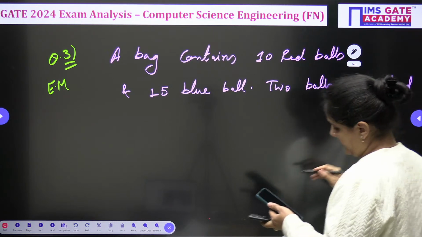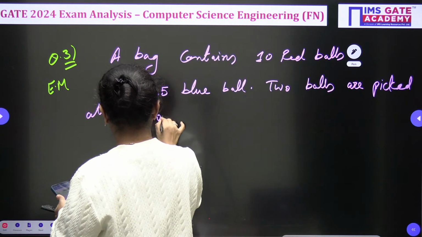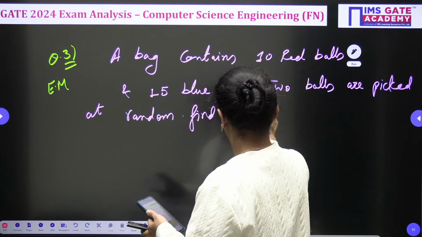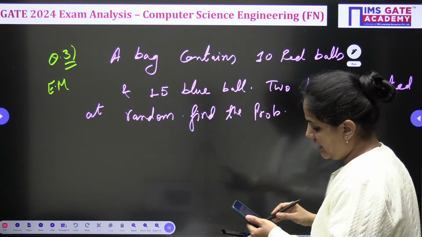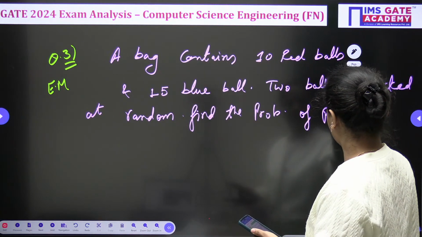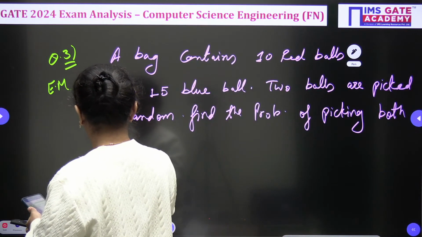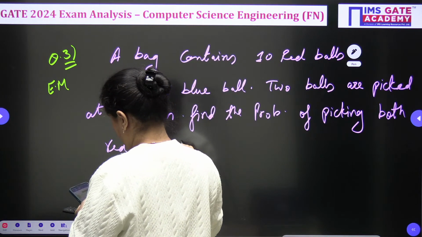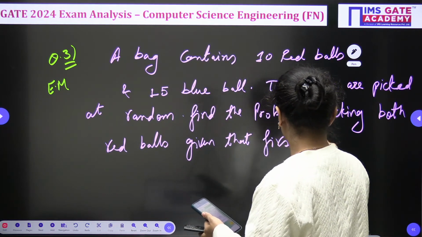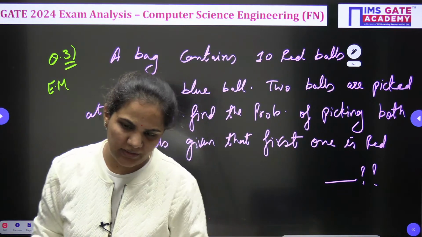2 balls are picked at random. Find the probability of picking both red balls, given that the first one is red already. You can solve this question with Bayes' theorem also, but there is no need. We can approach the question directly.